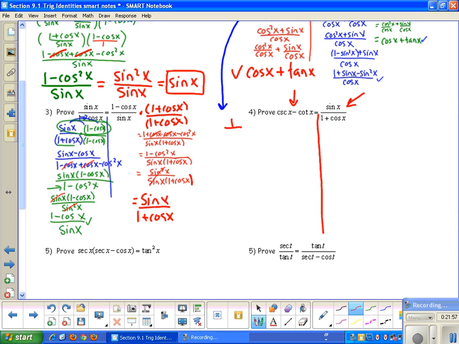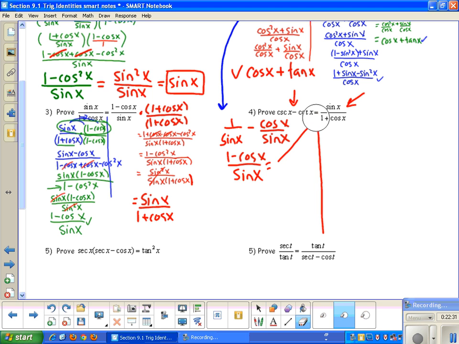So cosecant is 1 over the sine of x minus the cosine of x over the sine of x, because that is the cotangent quotient identity. And then because they have the same denominator, I can rewrite that as 1 minus cosine x over sine x. And then, oh wait, look at the problem that we just did. Isn't this the same problem where we had this was equal to this side over here? So then I would do everything that I just did in my last problem.